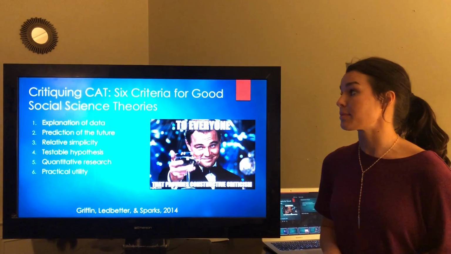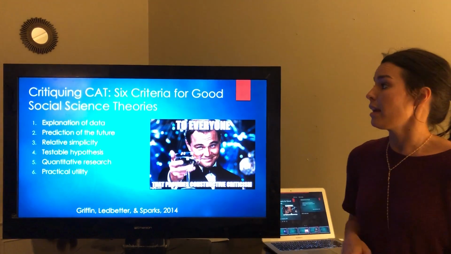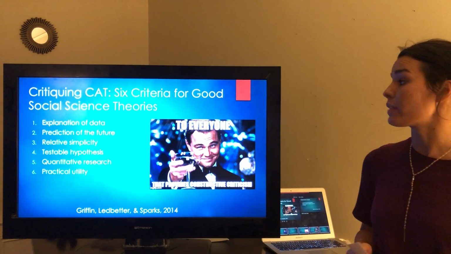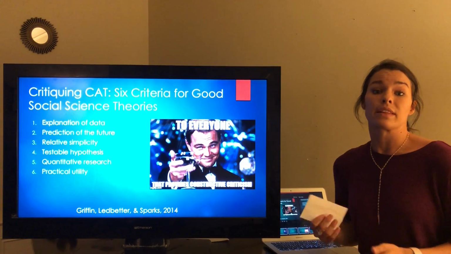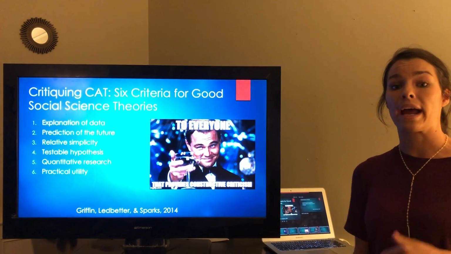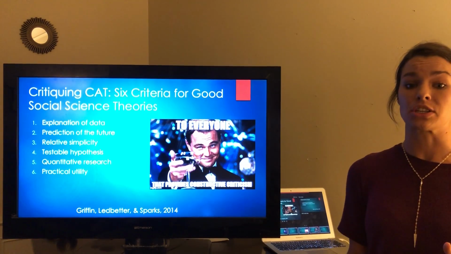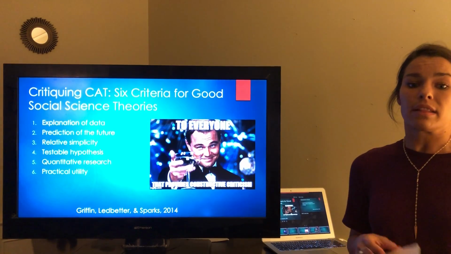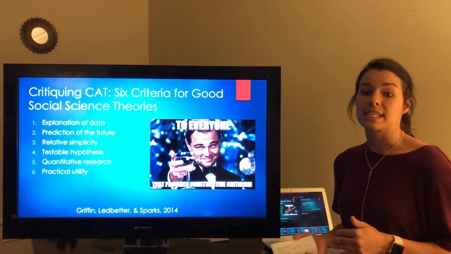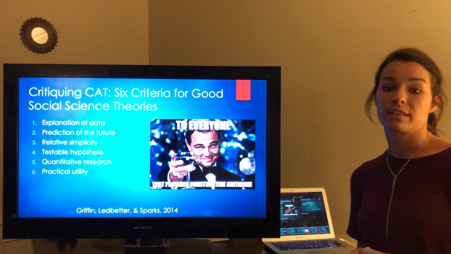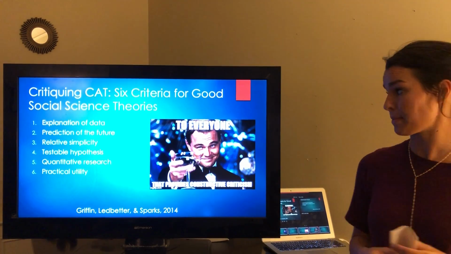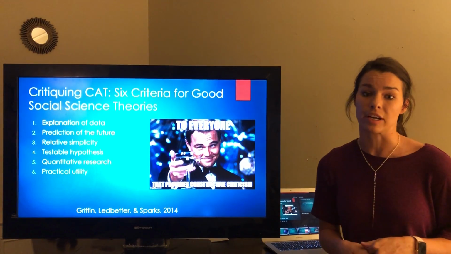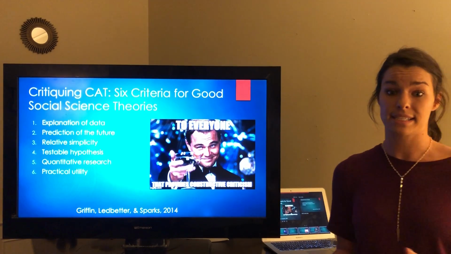Now let's see some different ways that we can critique CAT. First, we're going to use the 6 criteria for good social science theories. First, explanation of data. This theory explains and tells us why the communication or conversation will happen. Second, prediction of the future. The expansion of the theory helped predict and alter the theory to fit particular situations. Third, relative simplicity. This is actually one of the weaknesses of the theory because it is very complex.